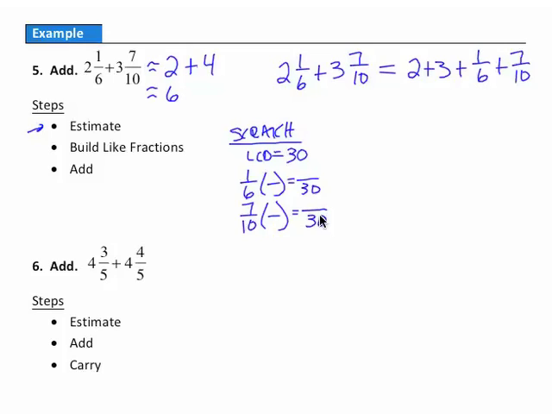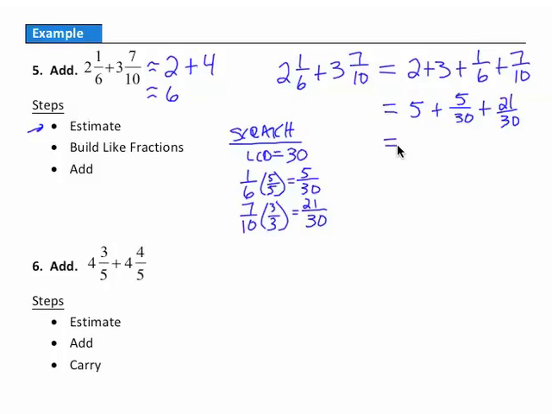So the missing multiplier for 1/6 is going to be 5. So that's going to give us 5/30. The missing multiplier for 7/10 is going to be 3. So that's going to give us 21/30. So let's come over here. I'll add the 2 and 3 together. That's going to give me 5. And 1/6 now I'm going to replace with 5/30. And 7/10 I'm going to replace with 21/30.